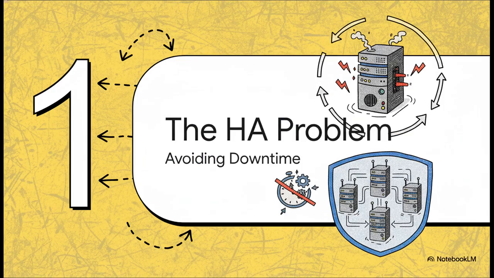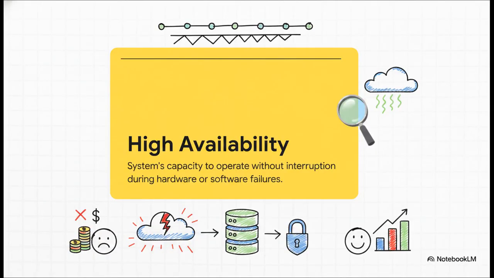All right, part one, the high availability problem. So, high availability. It's essentially the holy grail of modern web infrastructure. We have to understand the flaws of old school server setups to actually fix them. High availability is the capacity of your system to just keep running without interruption, even when, not if, but when, hardware, software, or network failures hit. Because in today's digital landscape, downtime isn't just a temporary oops moment. It's a direct hit to your bottom line and a massive blow to user trust.